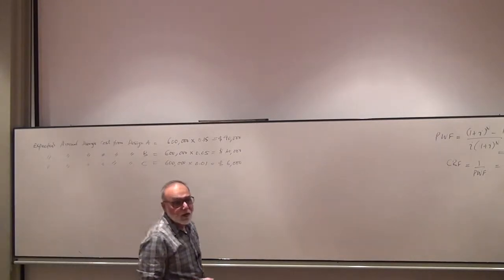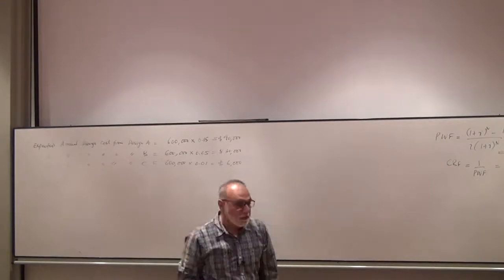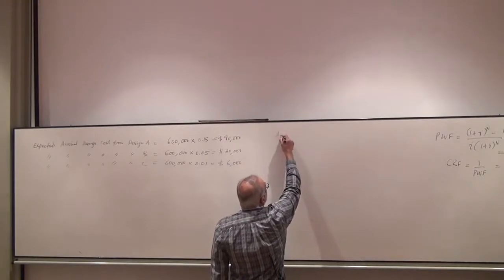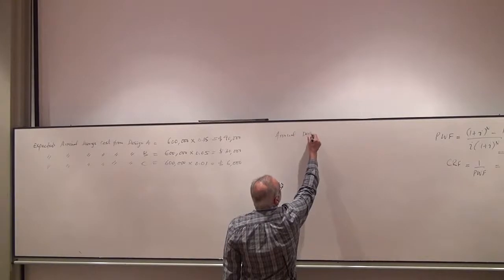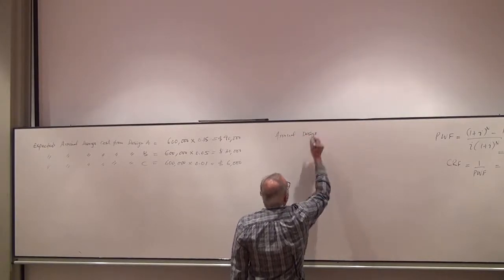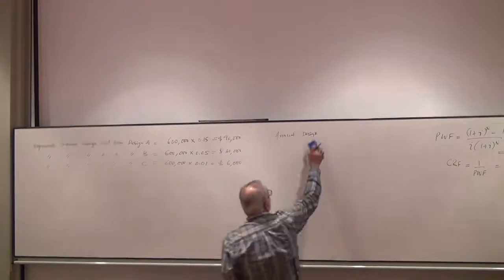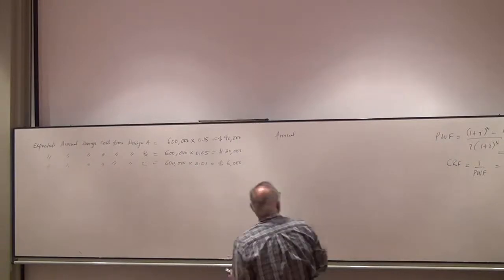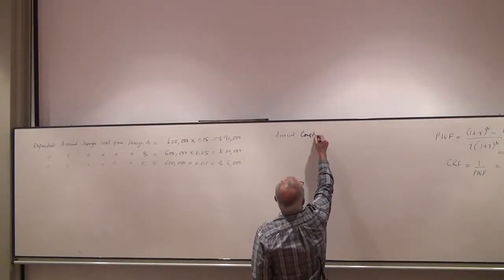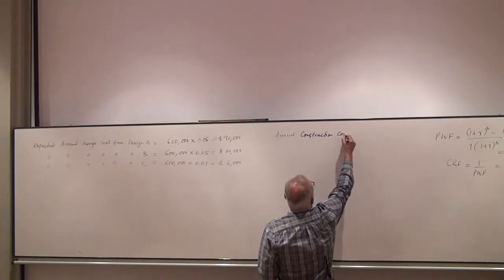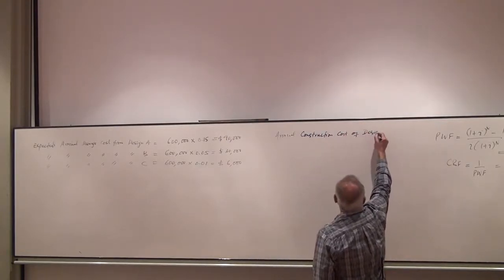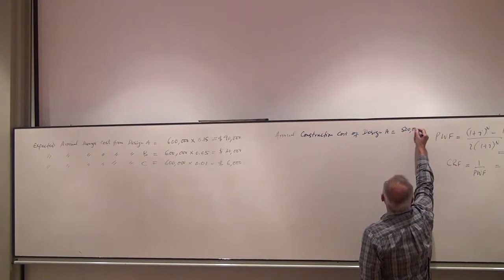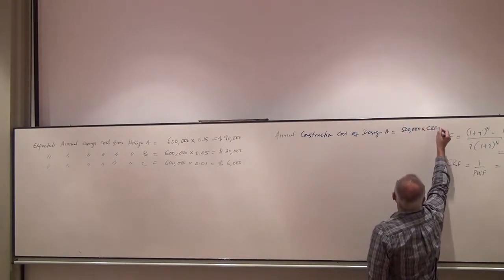Design A is costing us how much? 500,000? Yes. So the annual construction cost, or capital cost, of design A is equal to 500,000 multiplied by the capital recovery factor.